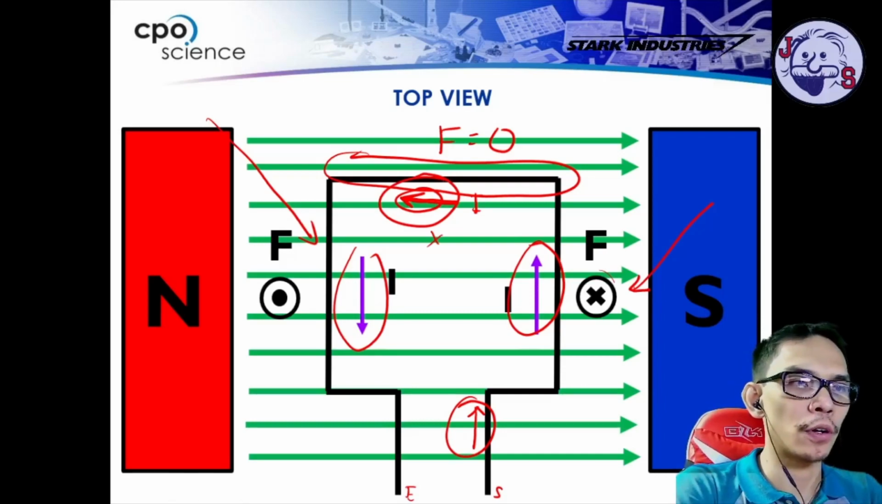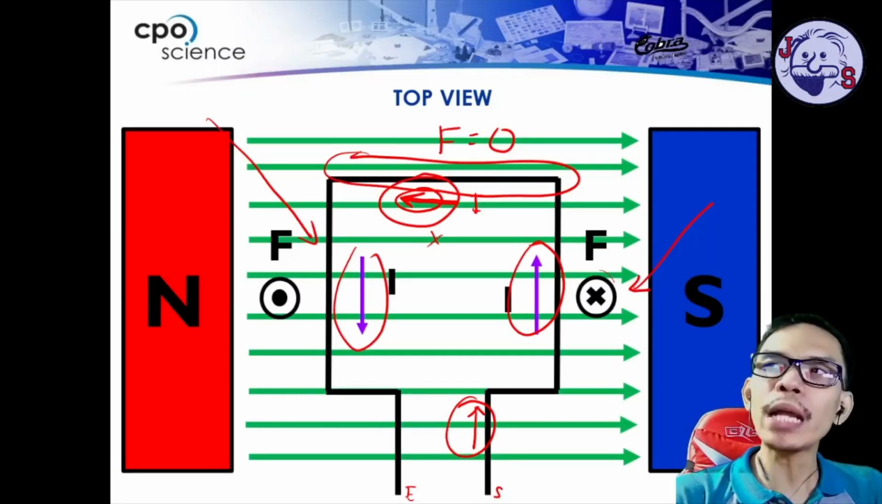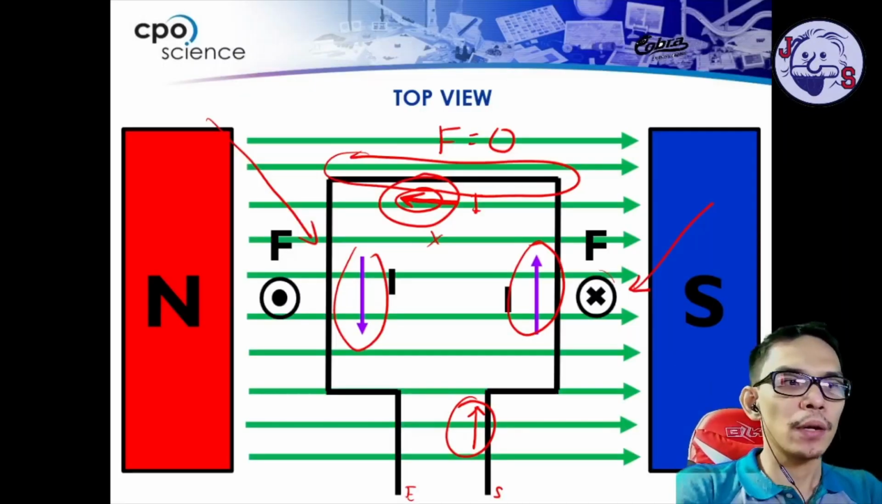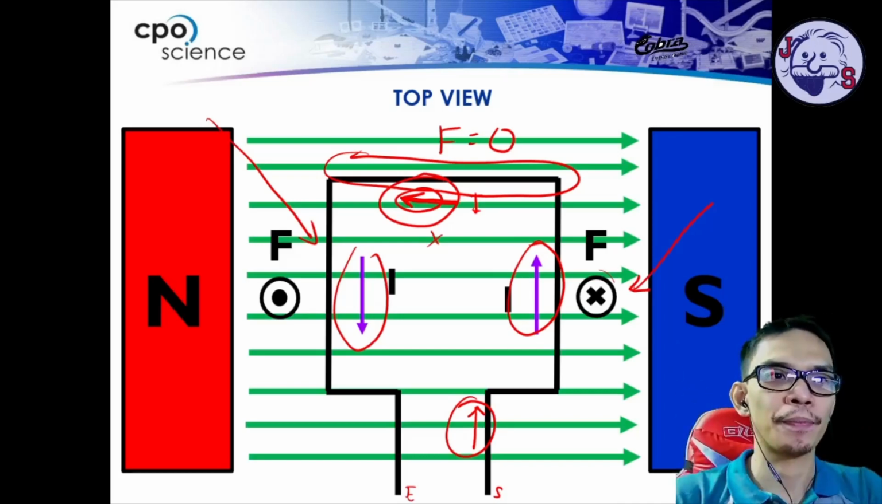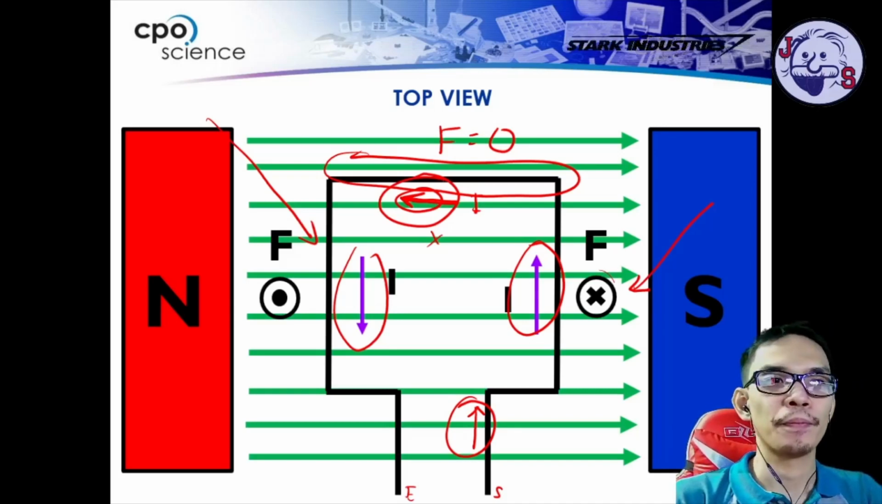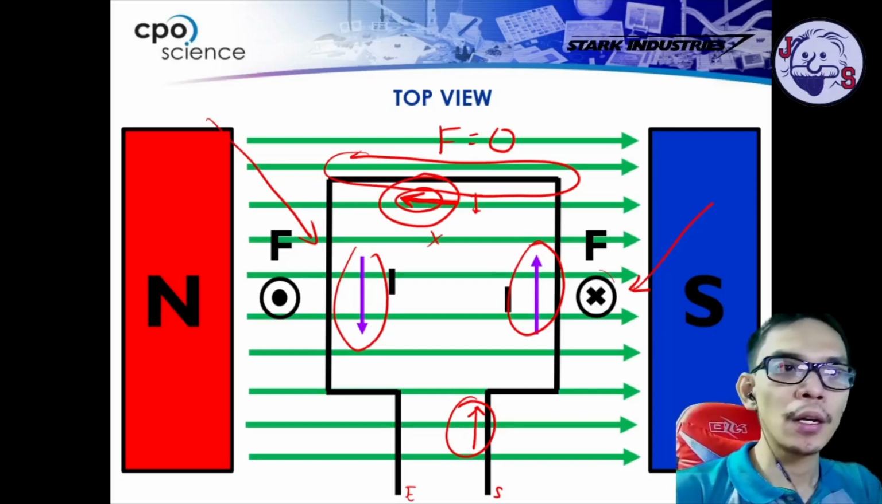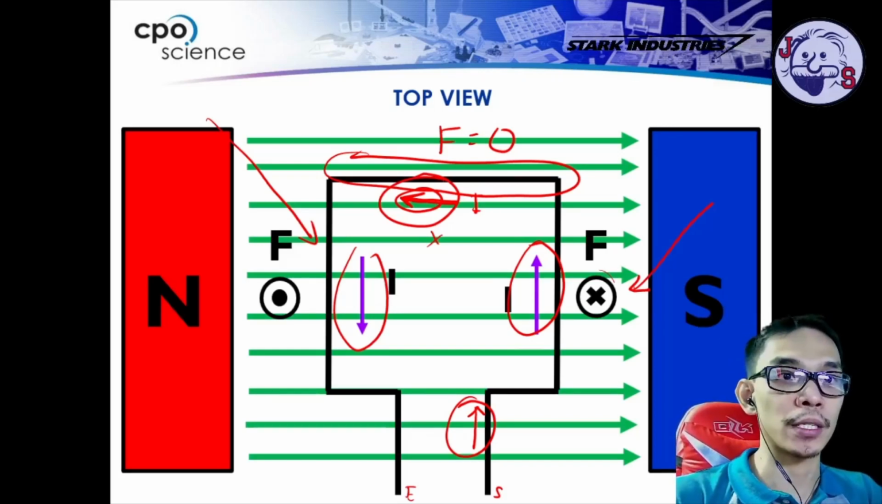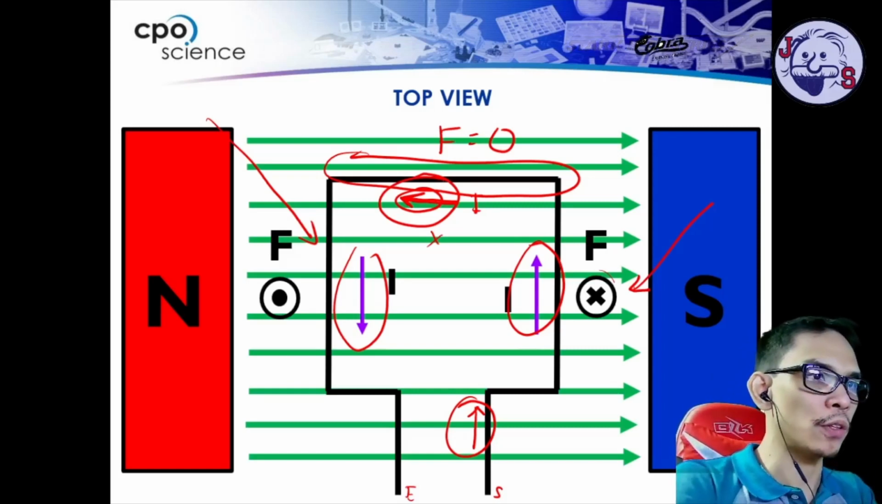So what will happen to this wire? What will happen is this wire will likely turn, because you have two sides of the wire which have different directions of forces. So it will likely turn, just like what we have right here on this demonstration.